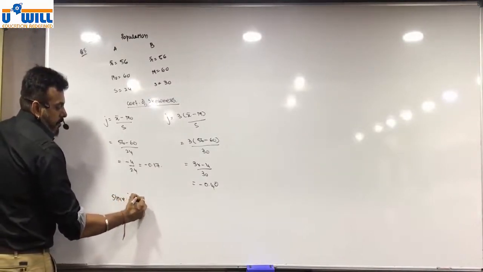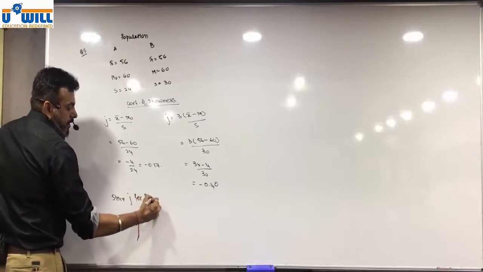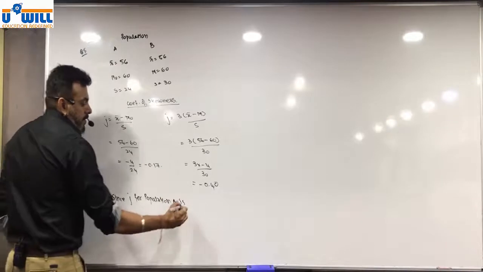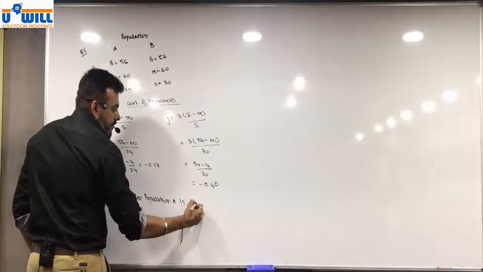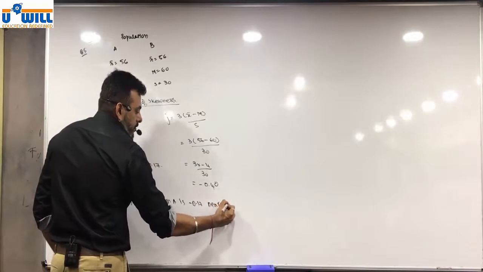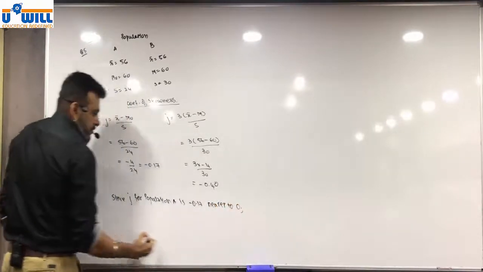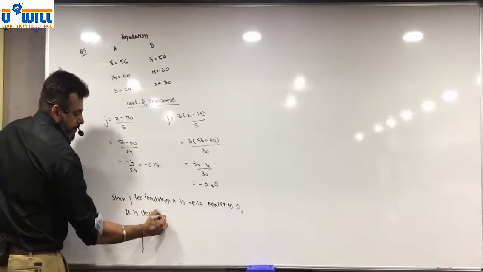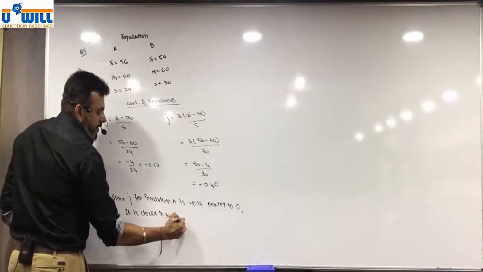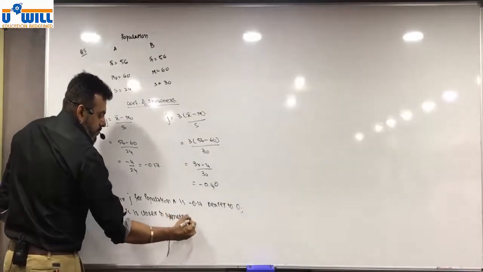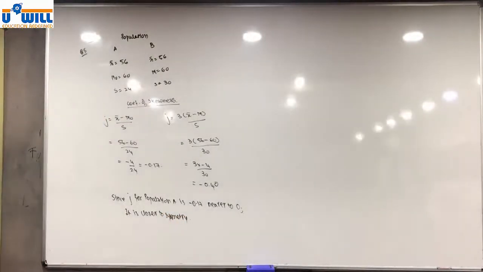Write: since J for population A is minus 0.17, nearer to 0, it is closer to symmetry.